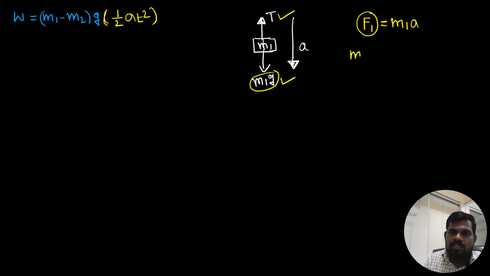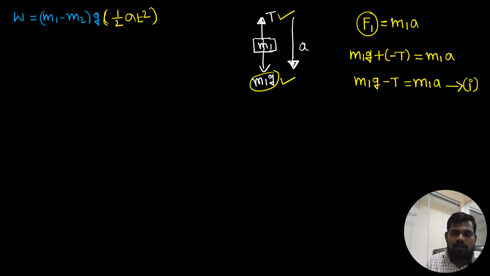So m1g plus, in the opposite direction, what is the tension? So minus T is equal to m1a. So m1g minus T is equal to m1a. Equation number 1.